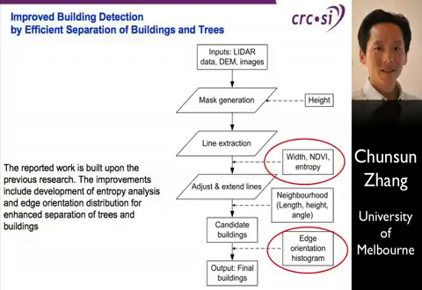So in this new system, we incorporate new algorithms to process more and extract more features to support building detection. In particular, we use entropy from imagery, and we also use edge orientation information to differentiate the buildings and the trees. As we know, in LiDAR data, the buildings and trees are the two main objects above the ground, and it's difficult to differentiate them.